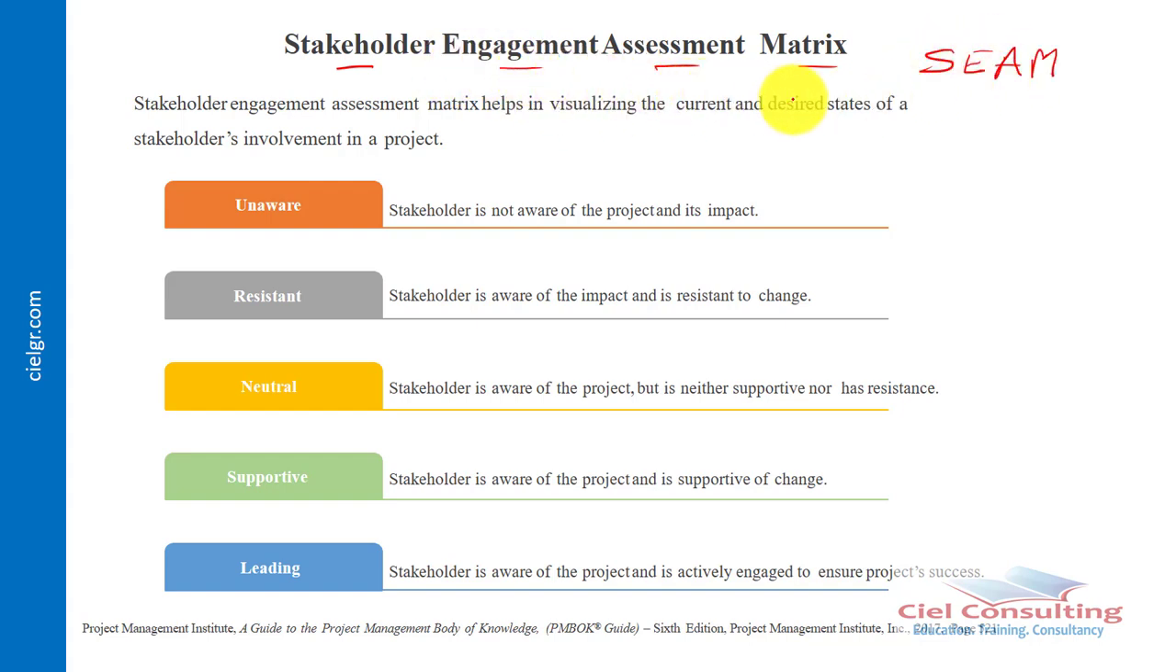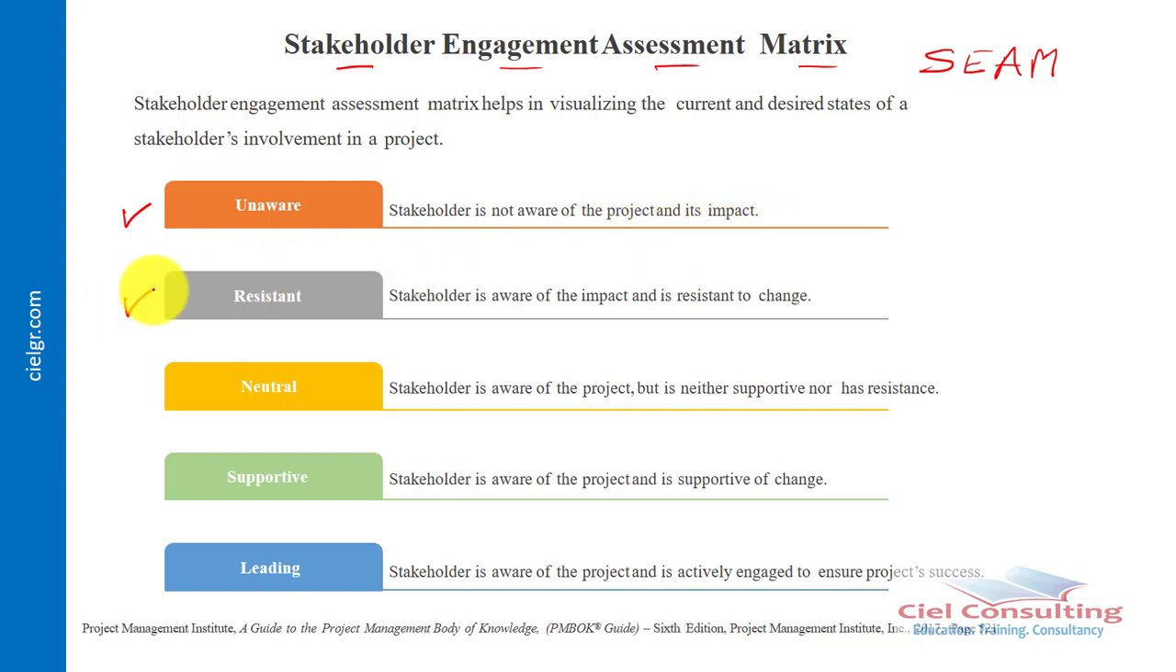So the stakeholder engagement assessment matrix basically talks about various classifications of our stakeholders based on the level of cooperation and awareness that they have on our project. So these are various levels of involvement of stakeholders within our project that we can have. One will have what we refer to as unaware. Unaware simply refers to stakeholders who are not aware of the project and its impact.